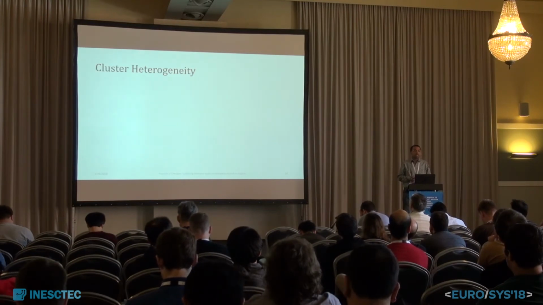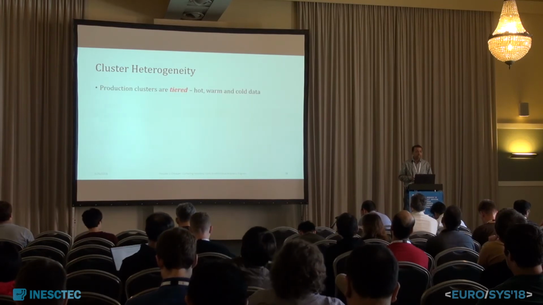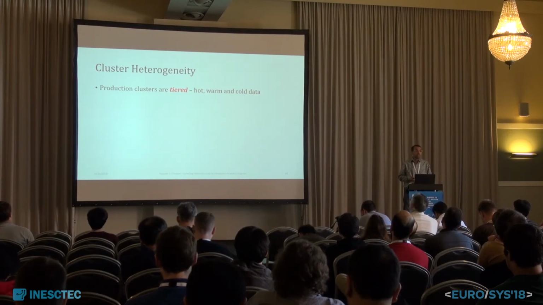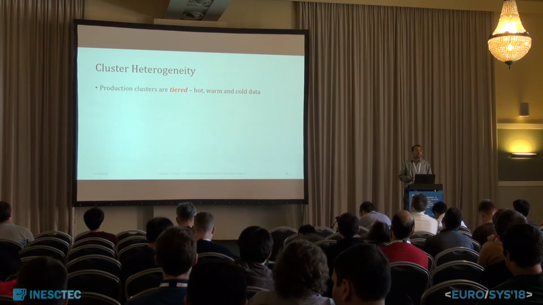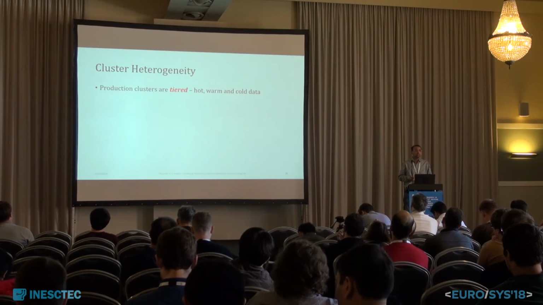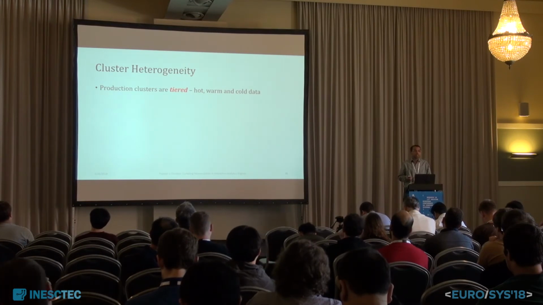We relax our last assumption about the homogeneous compute nodes here. Production clusters are typically tiered with hot, warm, and cold data. Hot data is stored in nodes with memory large enough to fit all the data size. Warm data is stored in nodes with memory large enough to store 30 to 40% of the data size, while the rest is stored in SSDs, and so on.